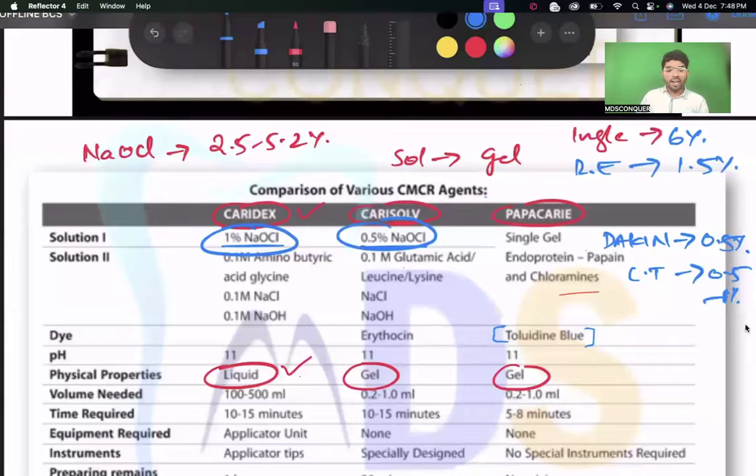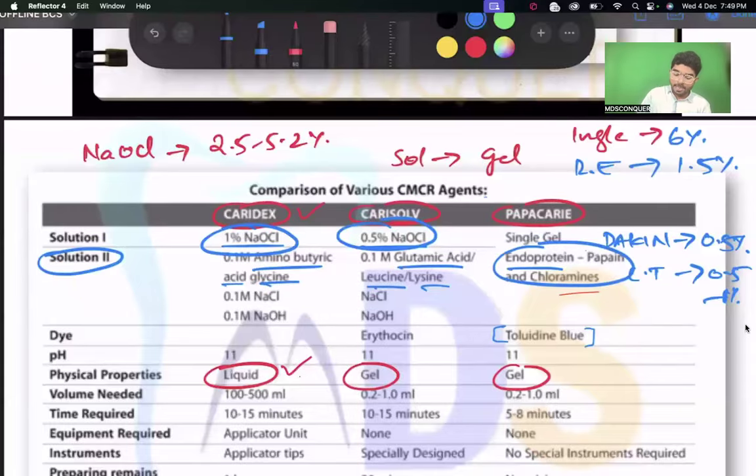Similarly, a very frequently asked question is about the amino acids present in all of these. Solution 2 contains amino acids, so they are very important. Aminobutyric acid and glycine are present in Caridex. Glutamic acid, leucine and lysine are present in Carisol, and enzymes are present in Papacarie. Next, dye is absent in Caridex, whereas in Carisol the dye used is erythrosine, and also toluidine blue.